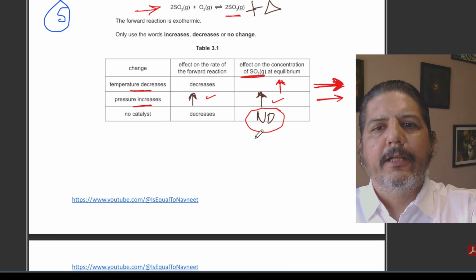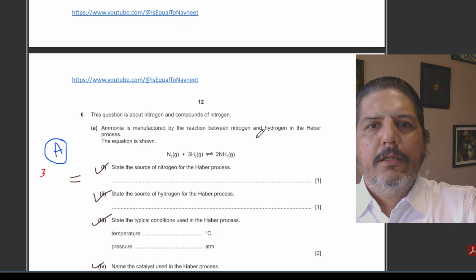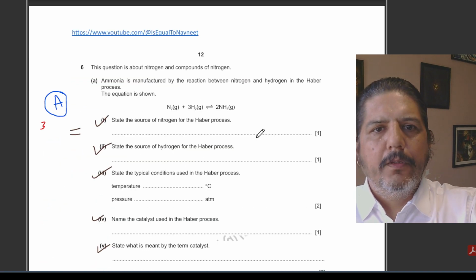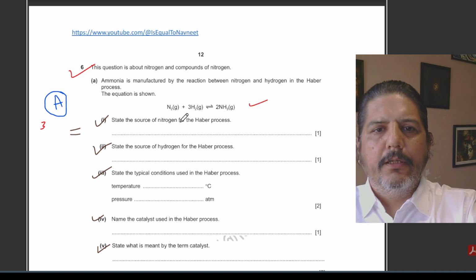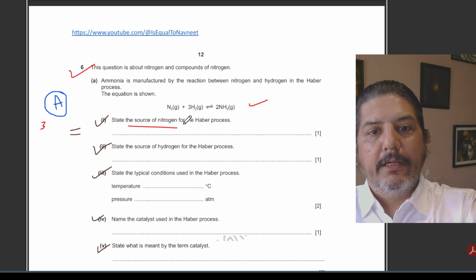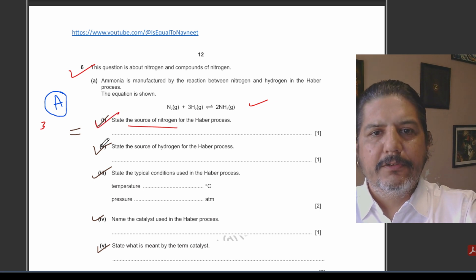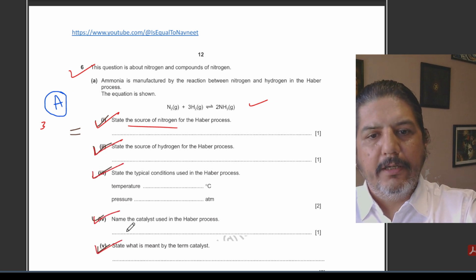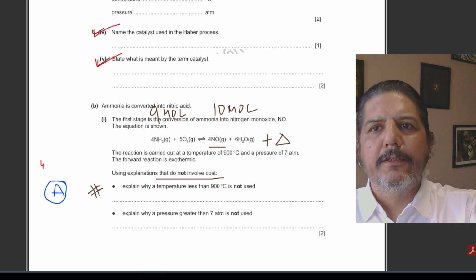Sulfur we have already done, so I'm skipping all those questions. Again, nitrogen, ammonia. They are asking you about the sources of nitrogen. As we have already done, I'm skipping this. Source of hydrogen also I'm skipping. Temperature, pressure, we have discussed. Catalyst used, state what is meant by the term catalyst. You can refer to my notes.